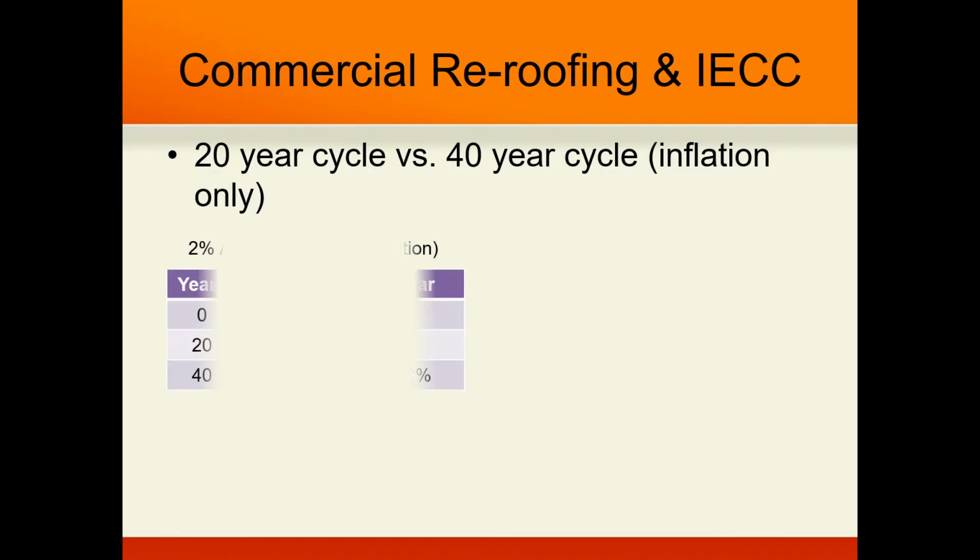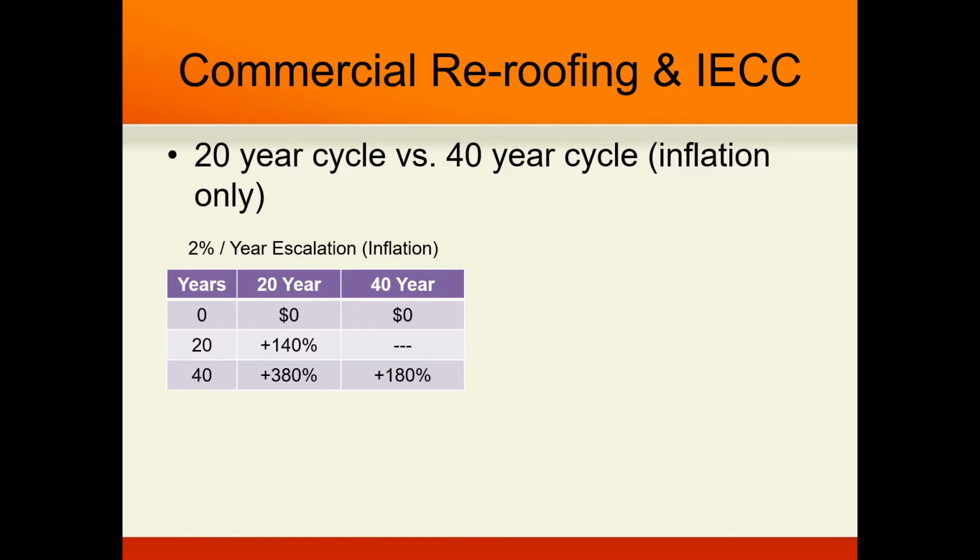To begin, a 20-year versus a 40-year cycle. This is on any system that can give us those types of lengths of time. Understand this is accounting for inflation only. This does not account for increases in raw materials, labor, distribution issues, or anything else. Typically, we'll use a 2% per year escalation or inflation number on this. So when you look at this, as you can see, year zero would be just 0% because we're going to use that as a base, just looking at percentages.